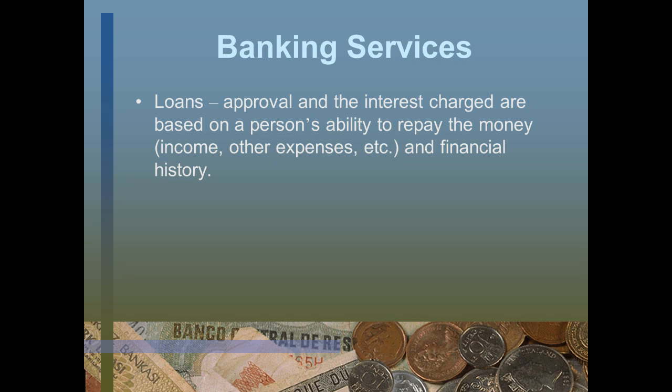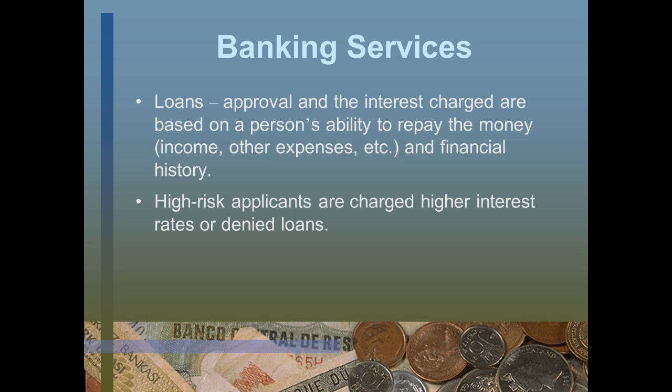This is where credit scores start coming into play. You start seeing somebody wanting to get a loan and they have a credit score of 400, they're probably not going to get that loan because they have either a poor credit history or a non-existent credit history. High-risk applicants are charged a higher interest rate, or their loans will more often than not be denied right out.